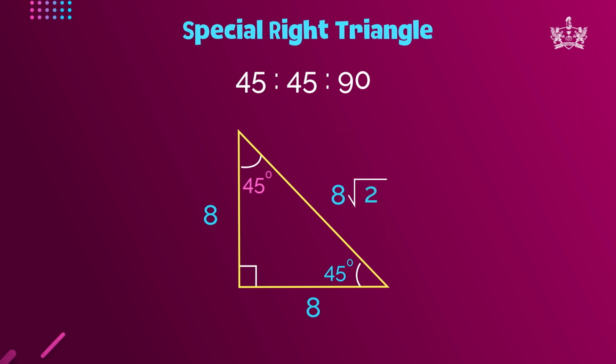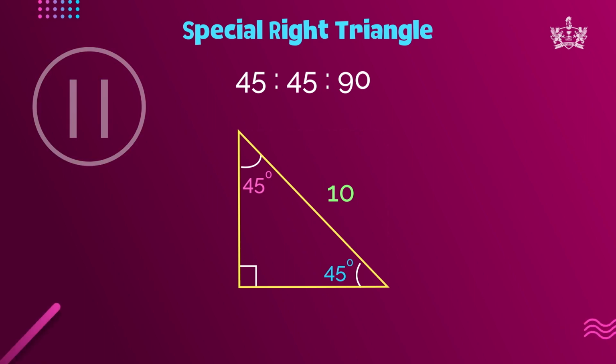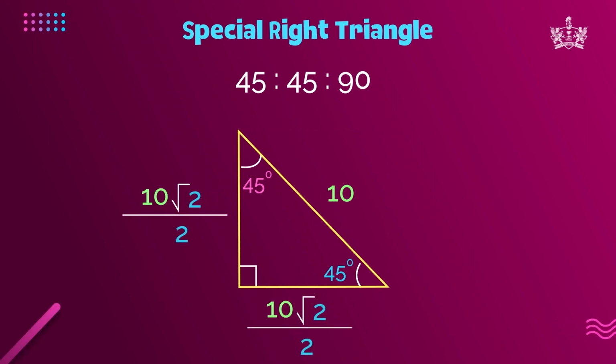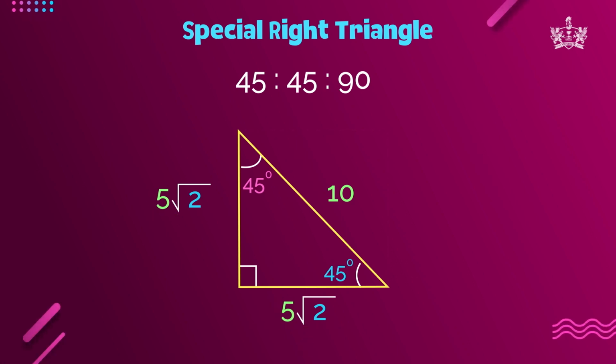Easy, right? Now you try this one. Go ahead and pause the video. Okay, for this 45, 45, 90 right triangle, you are given the hypotenuse of 10. We know to get the side lengths, we just multiply 10 by root 2 over 2. So 10 divided by 2 is 5, so you're left with 5 times root 2. Did you get it? Excellent!